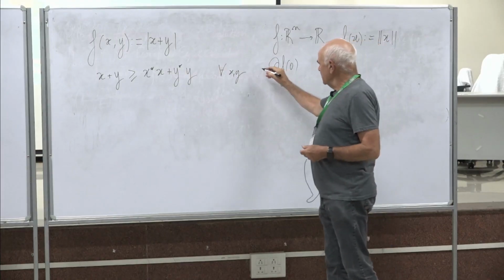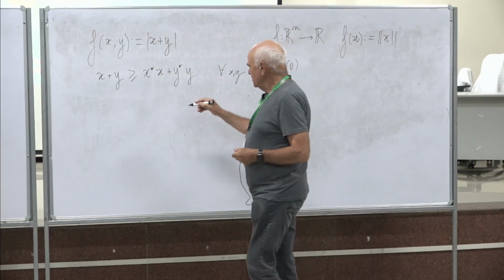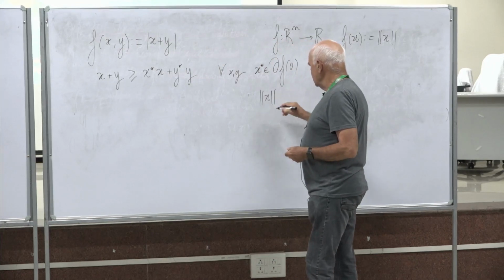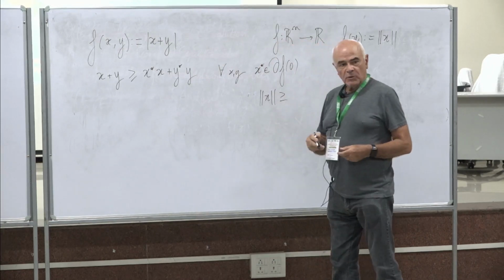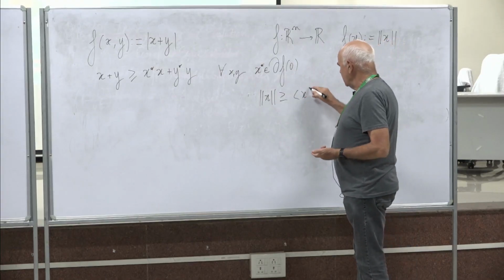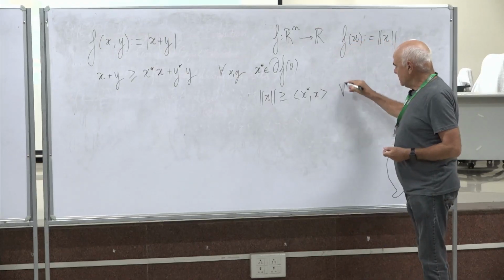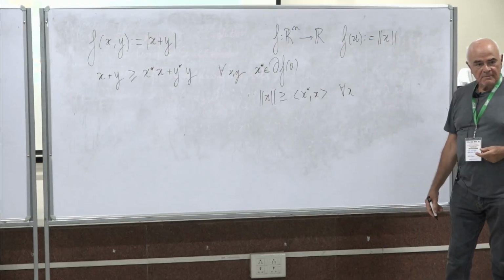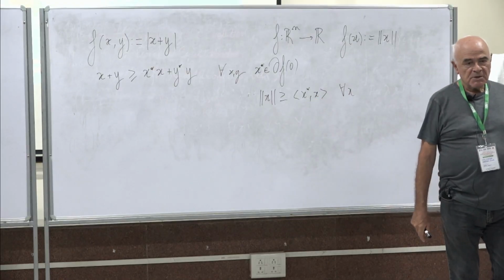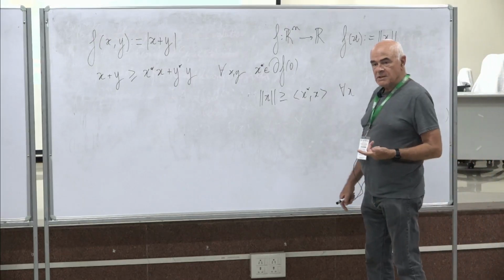What's the condition to be a subgradient? Okay, then if you write the condition, it would be norm of x greater than or equal to the norm of 0, which is 0, plus x star x minus 0 for every x. Which are the vectors x star that satisfy this condition? Exactly those which have norm less than or equal to 1.